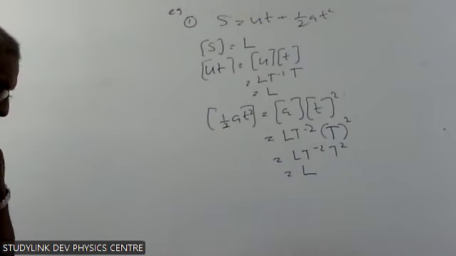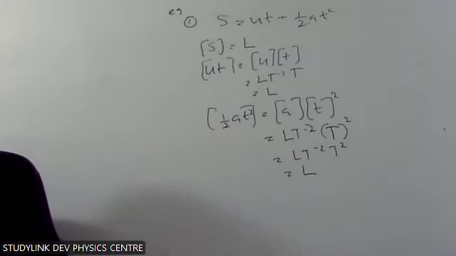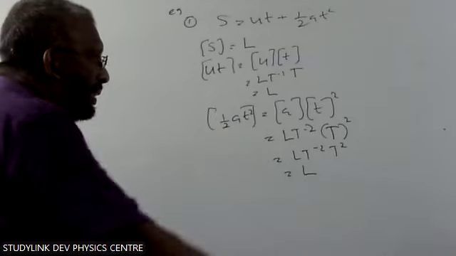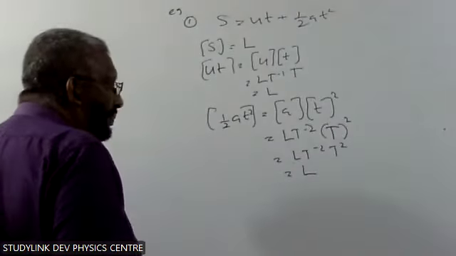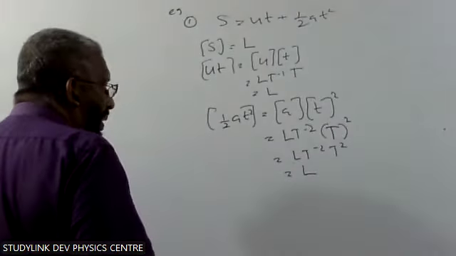Right. Now I'll come to the next one. Next example. This is understood, no? T square to the power 2 is t square. Then write here, all the terms are having the same dimensions. Therefore, the given equation is dimensionally correct.